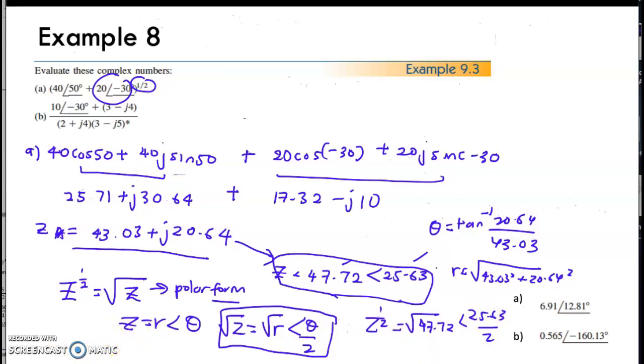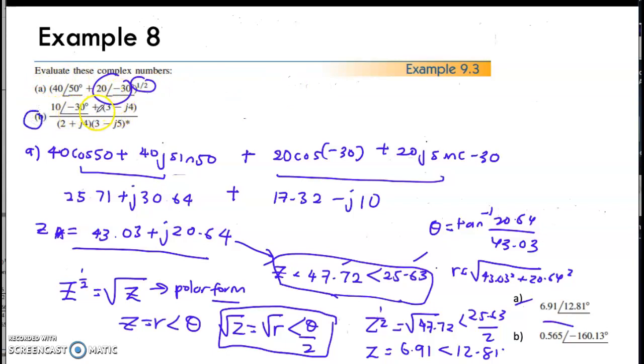25.63 divided by 2. And finally, you can get the answer. That is 6.91 angle 12.81. So the answer is the same. Okay, so this is how you solve the complex number. So for part B, you can do it by yourself.